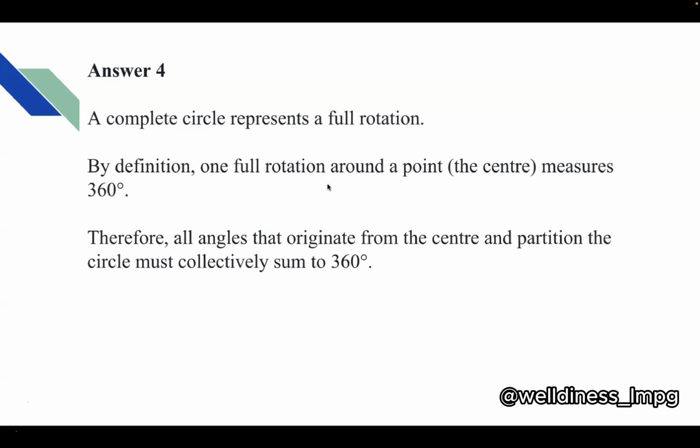So now, mention the sum of all angles formed at the center of a circle. 360. 360, that's actually correct. So a complete circle represents a full rotation. By definition, one full rotation around the point, the center, measures 360 degrees. Therefore, all angles that originate from the center and partition the circle must collectively sum to 360 degrees.